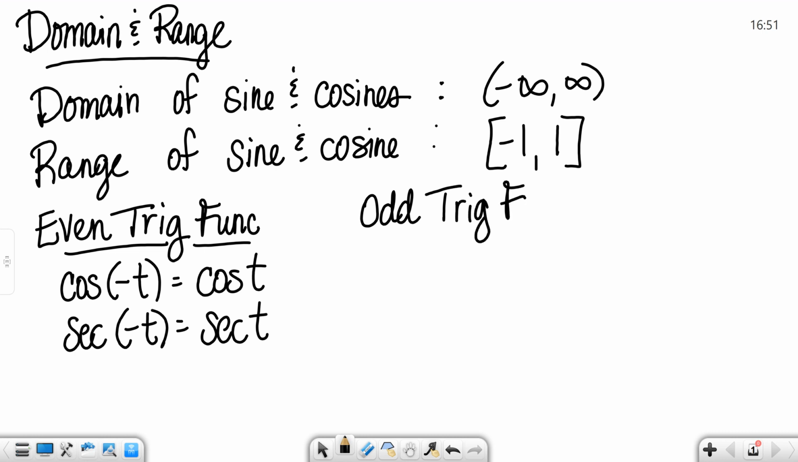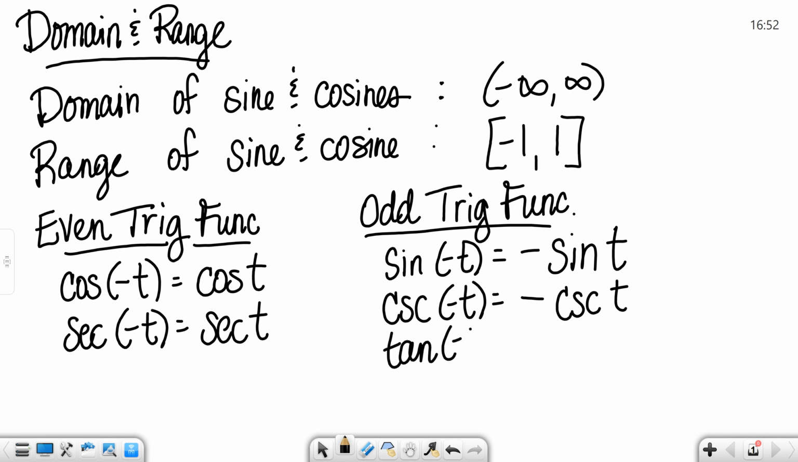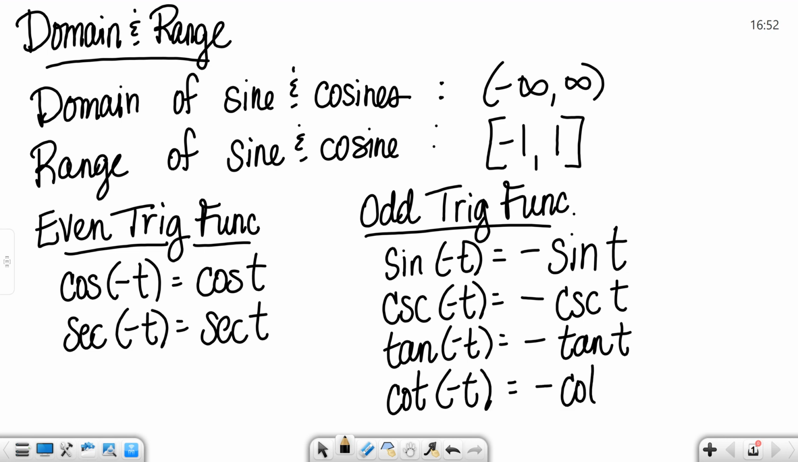Which means all of the rest of them are odd functions. So sine is an odd function. Here's what that means. When I plug in -t for sine, the positive and negative changes out front. It becomes a negative sine of t. The cosecant of -t becomes negative cosecant of t. The tangent of -t is negative tangent of t. And then the cotangent of -t is negative cotangent t.